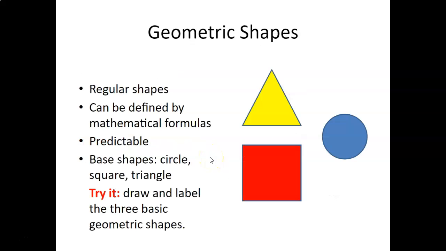Geometric shapes though are regular shapes. Those can be defined by mathematical formulas. Every circle in the world has 360 degrees. Triangles are 180. Squares are also 360 degrees because they have 4 right angles. Your basic geometric shapes are the circle, square, and triangle, but there are a bunch of geometric shapes. So this is super easy. Draw and label these 3 basic geometric shapes.